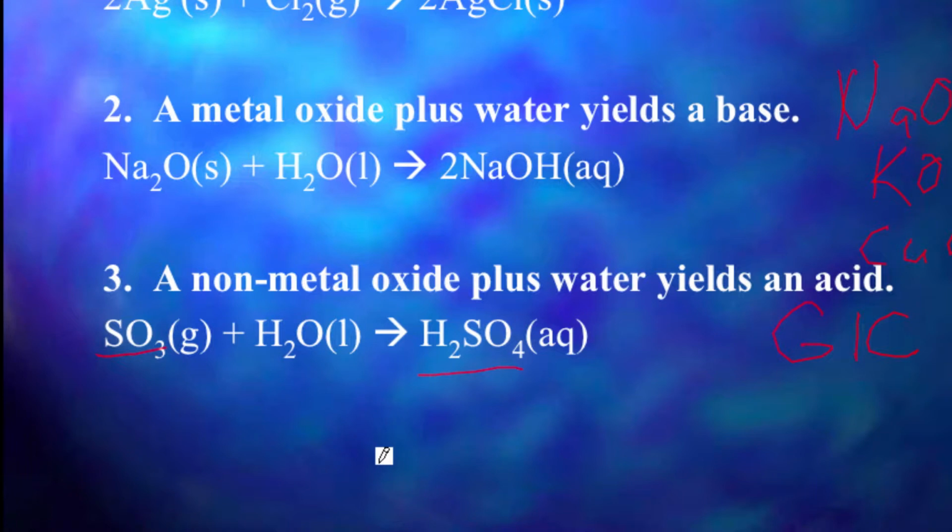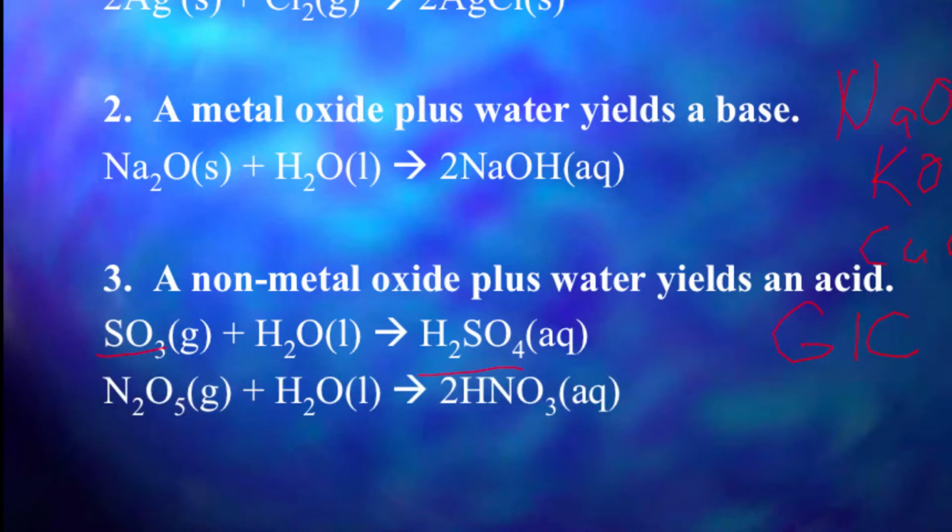You'll be using your gas ion chart here to figure out what it makes. Here's another one. Dinitrogen pentoxide and water makes nitric acid. So you guys need to be able to look at that and go, oh, okay, that's a gas ion chart. Go down to your gas ion chart, find N2O5, and tell me what ion it makes. Okay, just realize that's where you use this.